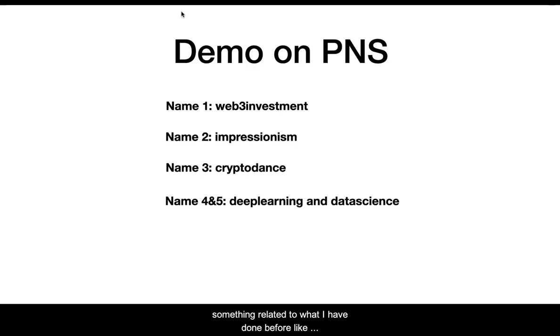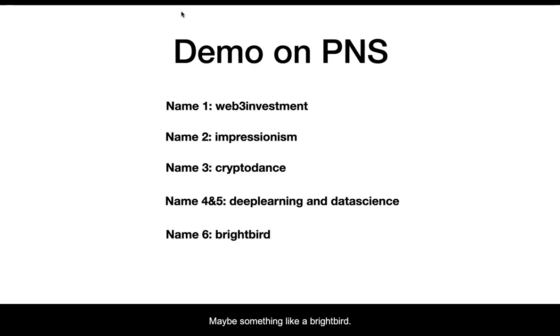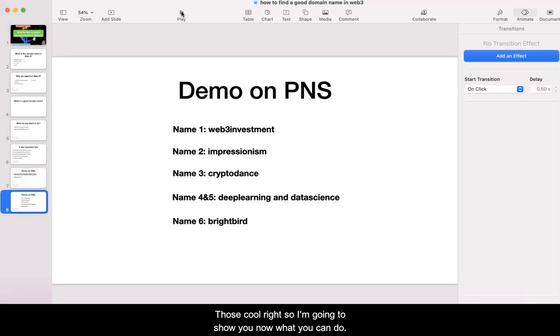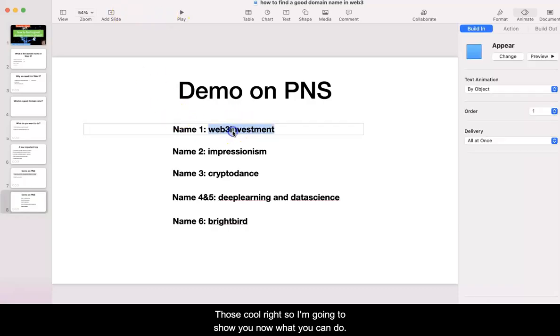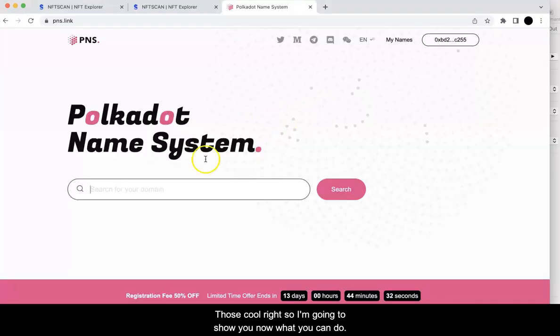I want to buy something related to what I have done before, deep learning. Yeah, that's a technique I worked on. Data science, that's something I work on, but I want to get that domain. So it's kind of weird, but I'm going to try that. Or maybe something like a bright bird. Looks cool, right? So I'm going to show you now what you can do.